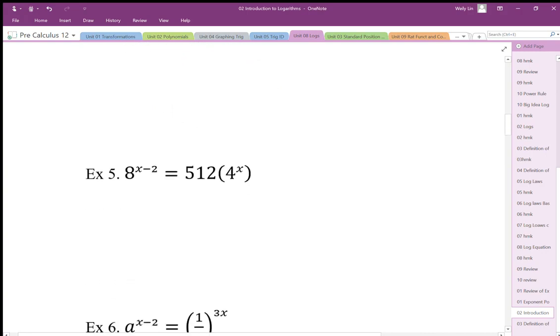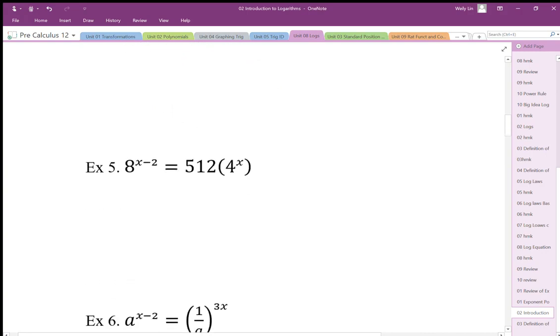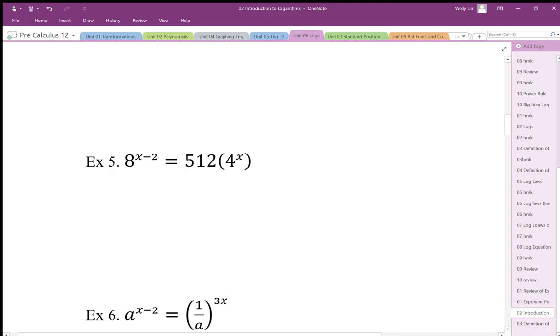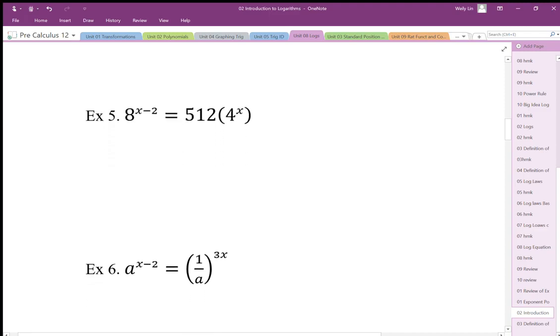Okay, so here again, we have a bit of an issue in that these bases aren't the same. I can maybe express 512 as a base 4 number, but again, we still have this issue that 8 and base 4 don't match. However, they do have a related base of base 2. And if they have a related base, we can just use exponent rules here to make them equivalent bases. So I'm going to do that.